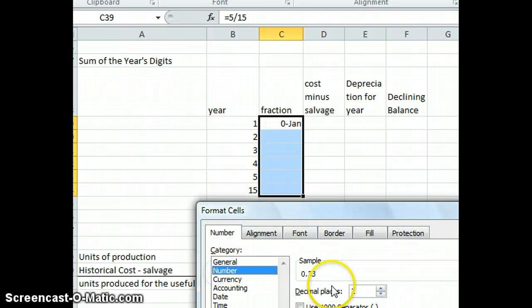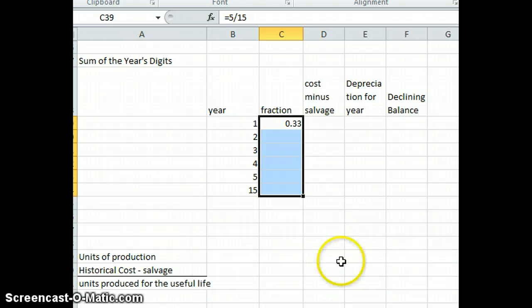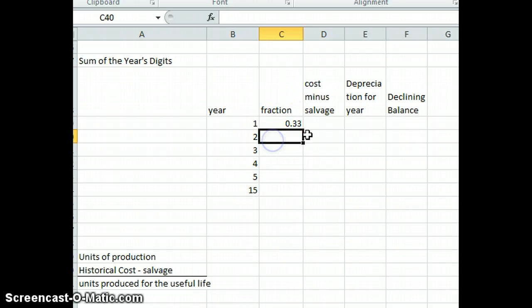And make sure that they know we want it to be a number. There we go. And then in year 2, we're going to say it's equal to 4 divided by 15. In year 3, it'll be the same, 3 divided by 15. In year 4, it'll be equal to 2 divided by 15. And in year 5, it'll be equal to 1 divided by 15. Noticing that we have much more depreciation in the beginning than we do at the end.